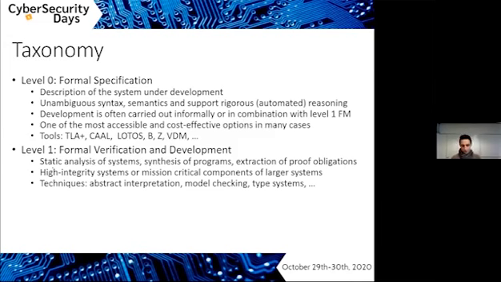And here the cost of adoption is a bit higher compared to formal specification, but especially in the extraction of proof obligations, those are usually unobtrusive methods. There are examples like the Checker Framework that revolve around annotating code, so they are very lightweight to integrate, but are traditionally more limited to high-integrity systems and mission-critical components of larger systems.